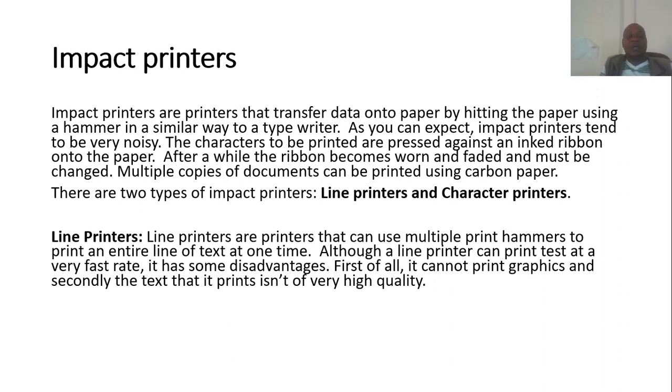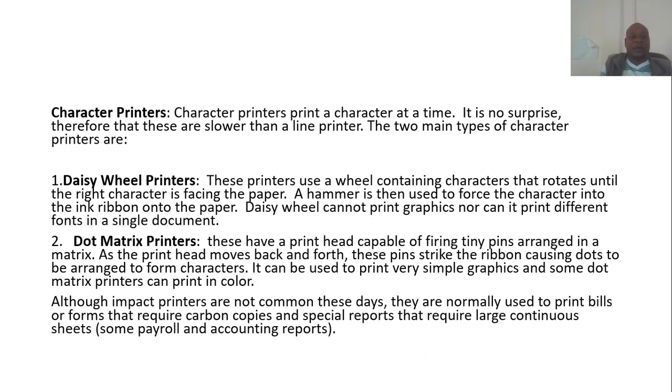Non-impact printers are those printers that produce a print without coming into contact with the paper. But the impact printers come into contact with the paper to generate the print. Now, impact printers include line printers and character printers. Line printers print one line at a time, while character printers print one character at a time. Examples of character printers include daisy wheel printers and dot matrix printers. These are printers which were used mostly in the yesteryear, especially the dot matrix printer.